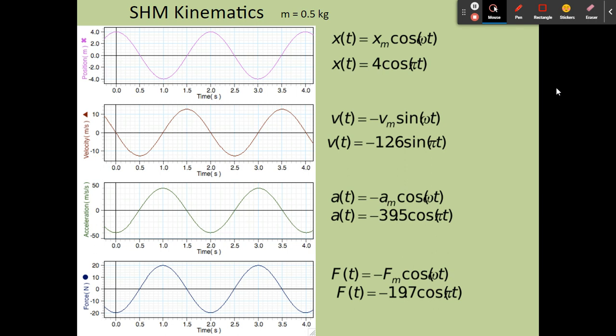So just some other examples of position, velocity, acceleration, and force. You notice that the force is exactly the same as the acceleration graph because force is equal to ma in addition to being equal to kx, or negative kx, which is why this is a negative cosine function compared to x.